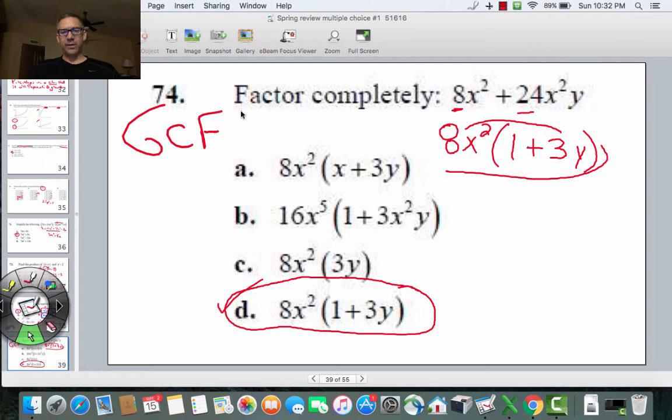Factor completely, we know we always take out the GCF first, so they have an 8x squared in common. We put parentheses, and then we see what's left. So 8x squared times 1 will give you the same thing back again, plus, and then we've got to put a 3y in the next spot there to give us the 24x squared y.